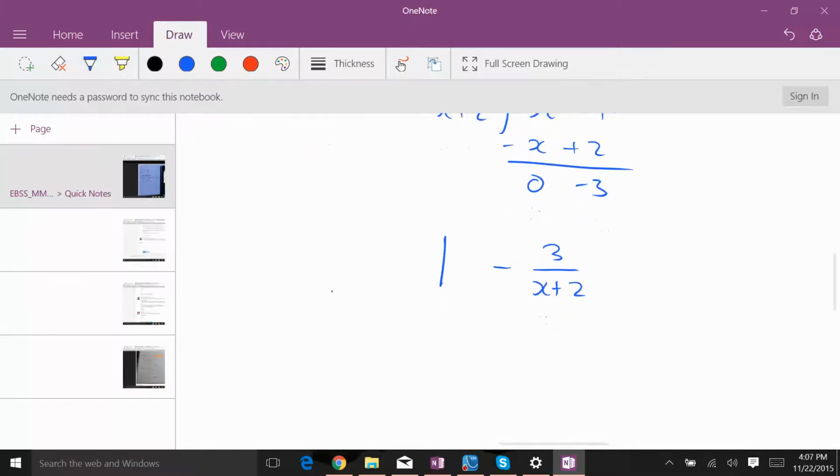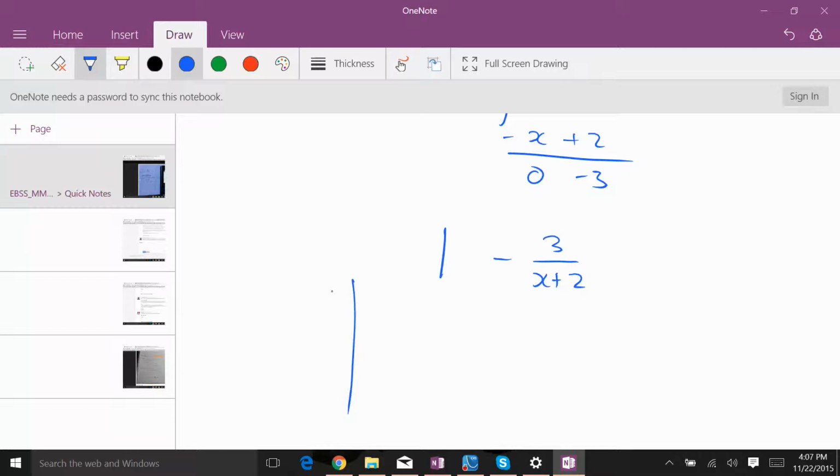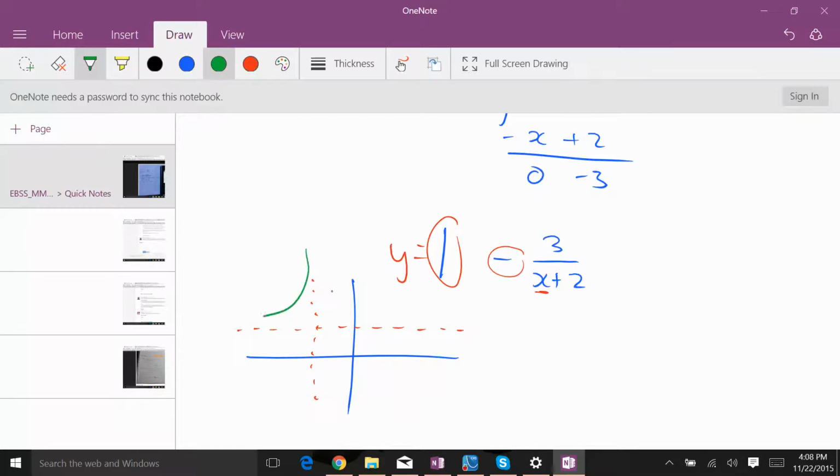And what does that graph look like? Well, that's just a hyperbola graph, if you think about it. This is just a hyperbola graph where you've got an asymptote at negative 2, and the graph has shifted up by 1. And it's a reflection, it's a negative. So I know the graph already looks like this.